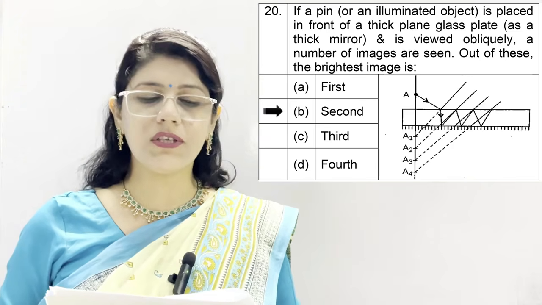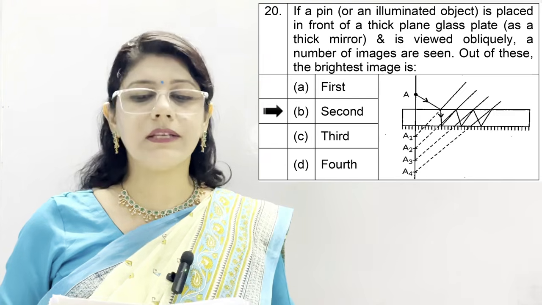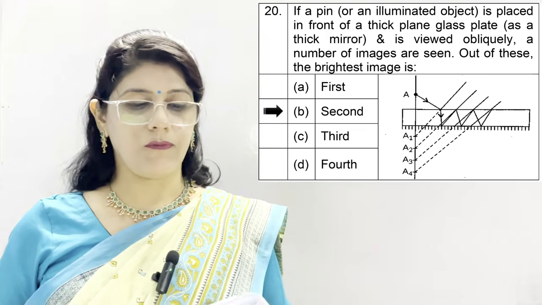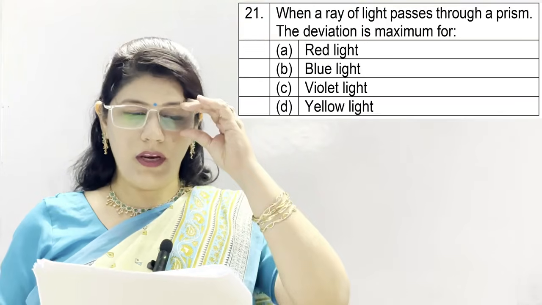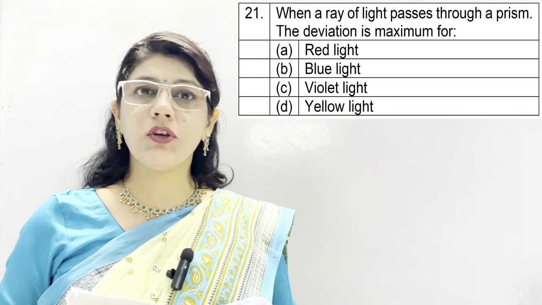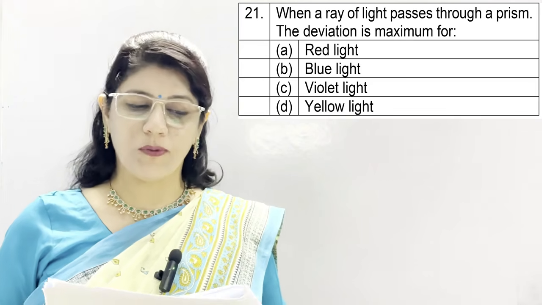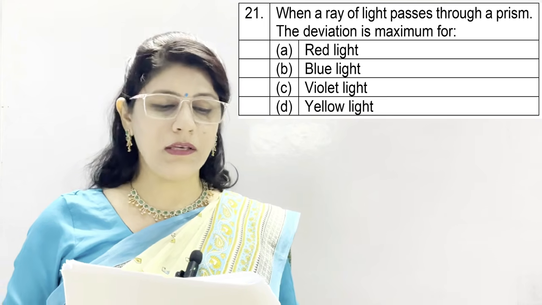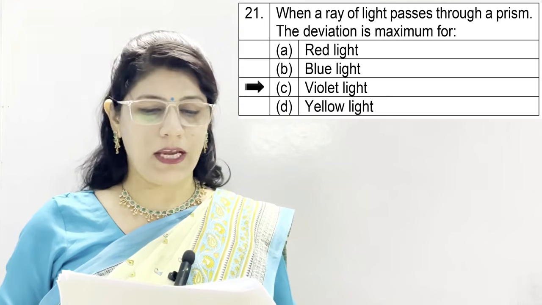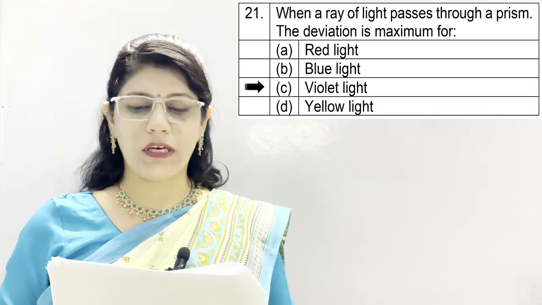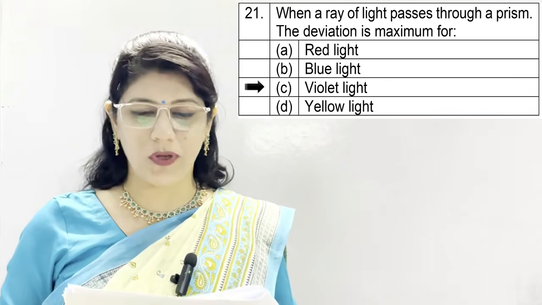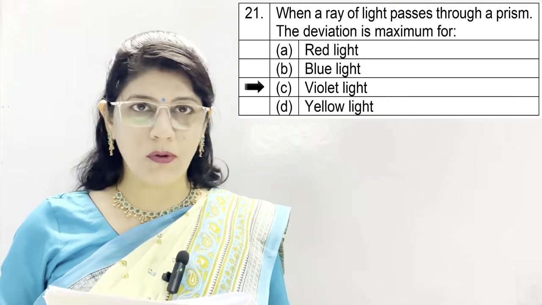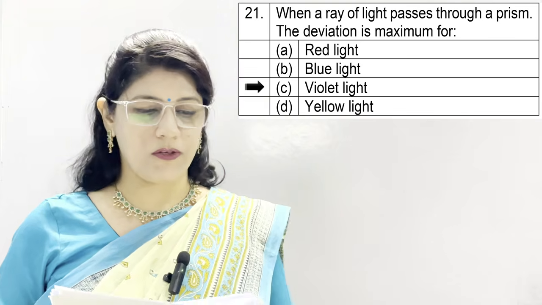We know the second image is the brightest image because of light suffering a strong first reflection at the silvered surface. In question number 21, when a ray of light passes through a prism, the deviation is maximum for options A. Red light, B. Blue light, C. Violet light, and D. Yellow light. Option C is correct, which is violet light. Deviation is maximum for violet light because deviation increases with decrease in lambda, means wavelength. Wavelength of violet is minimum, so deviation is maximum for violet.